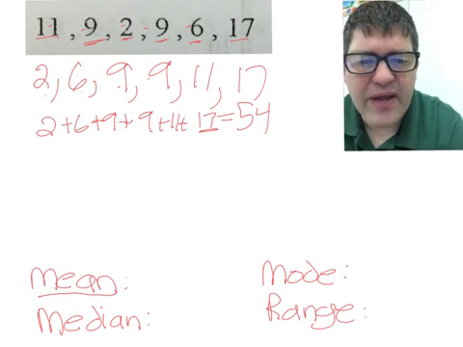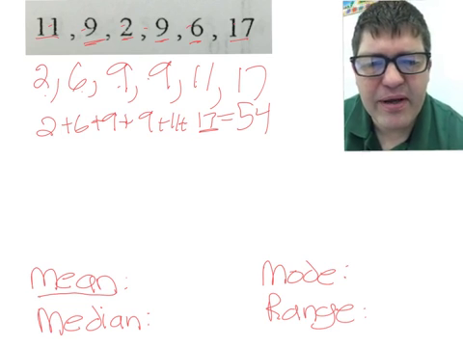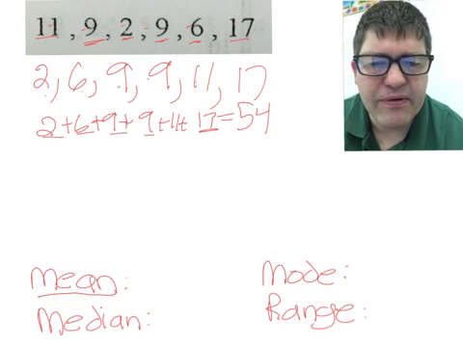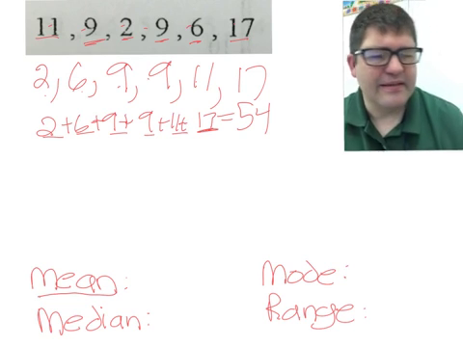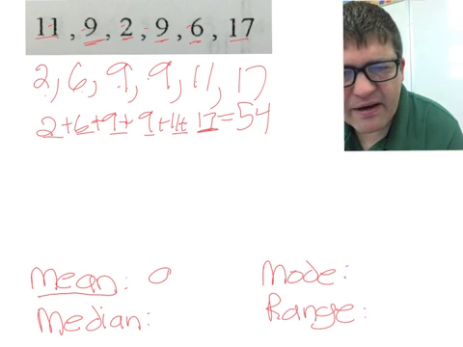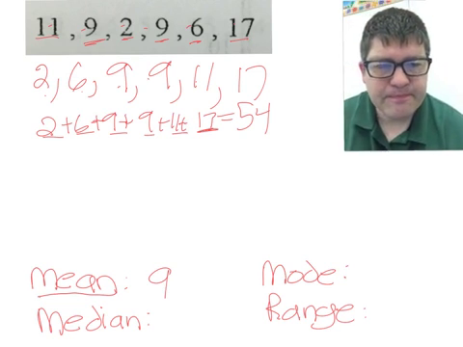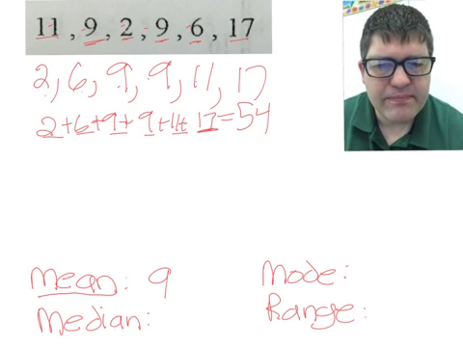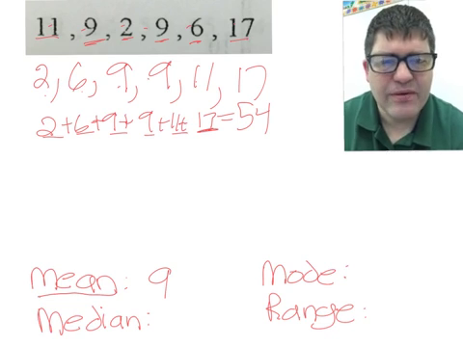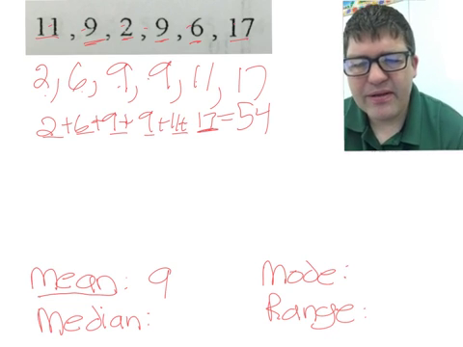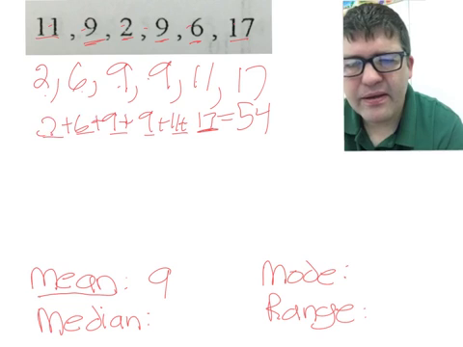Now, once you've added them all together, then you count how many you have. 1, 2, 3, 4, 5, 6. So now I do the 54 divided by 6, and I get an average of 9. Okay, add them all up. Then, once you have the equals, you divide by the number you have. So that's the mean.